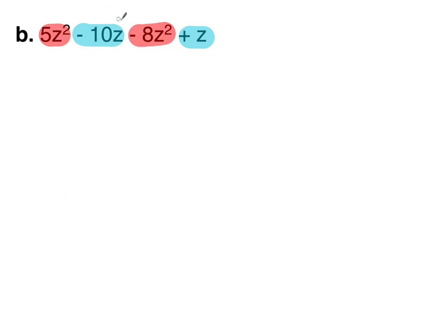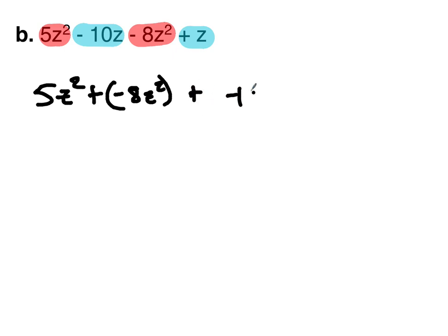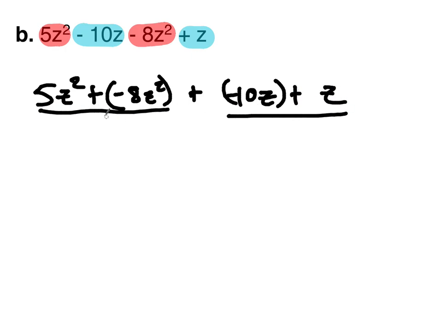So what we're going to do is add these two together. And the way you add them together is you add the coefficients. The sign that is in front of the term goes with the term, just like I've highlighted here. So 5z squared plus, I'm going to just regroup it, plus negative 8z squared. So I'll put this as a term. And then we're going to write it as plus negative 10z plus z. So we're going to add these two and add these two.